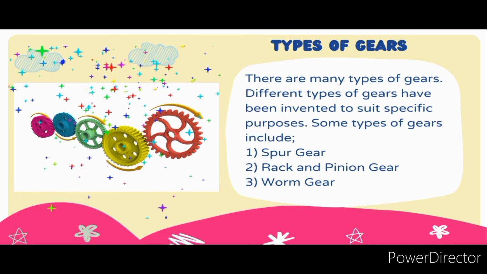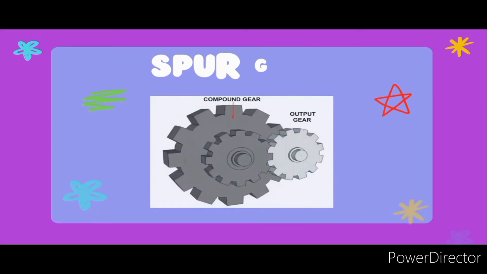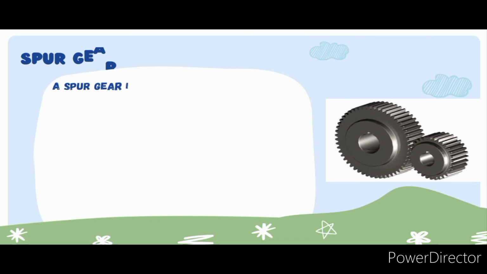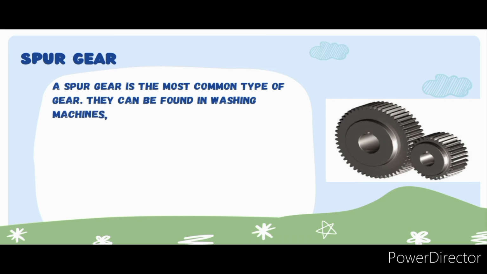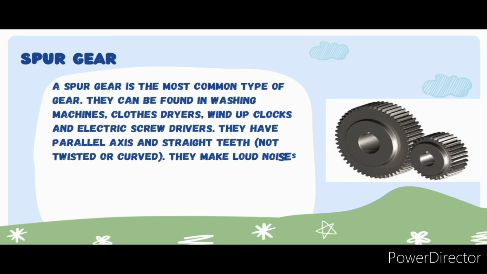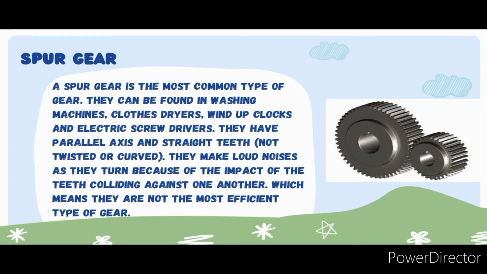Let's look at these gears one after the other, starting with the spur gear. A spur gear is the most common type of gear. If you are asked what the most common type of gear is, you will say a spur gear. These gears can be found around you. If you have a washing machine, a spur gear is inside. It can be found in a clothes dryer, in wind-up clocks, and in electric screwdrivers. If asked which gear can be found in a washing machine, you will say spur gear.